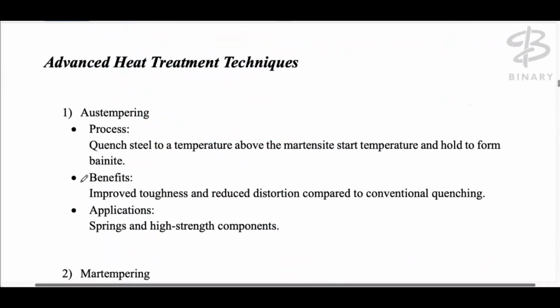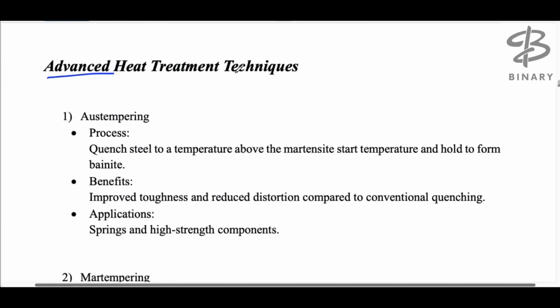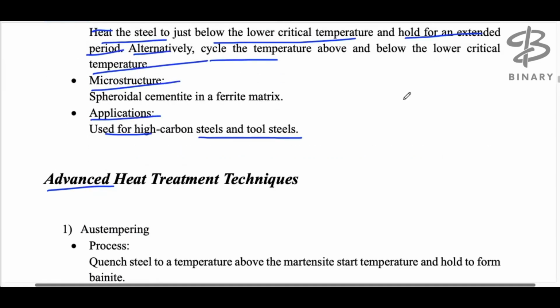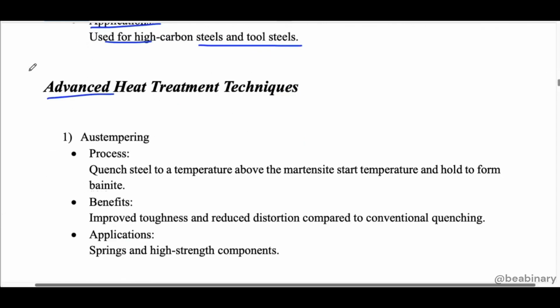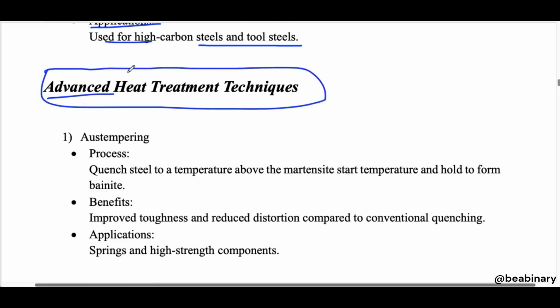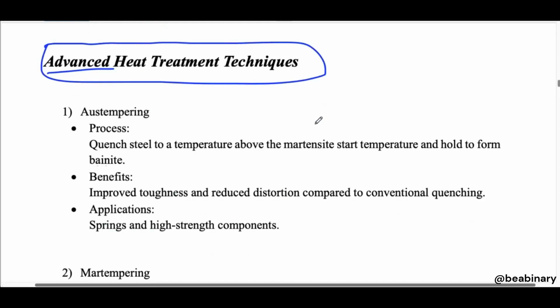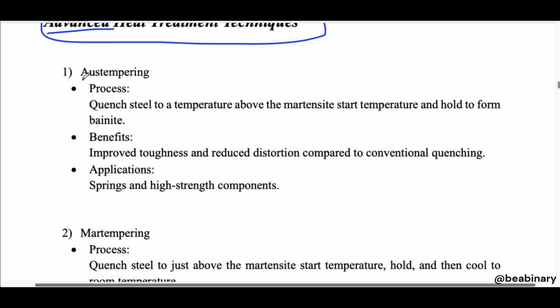Now we are moving ahead. These are also heat treatment processes, but they are advanced heat treatment techniques. So far we have discussed the conventional ones, which are very common and which we have been using since a very old age. But now these are the advanced techniques. Due to the technologies that we have, we have gone to the next level of our heat treatment process. So the first one is Austempering.